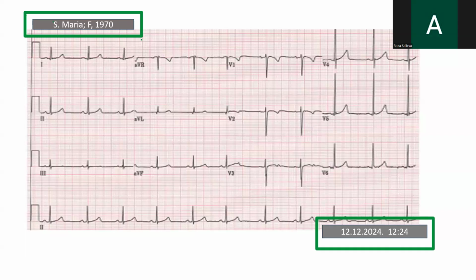Then identify the clinical indications. Why was this ECG done? Chest pain, palpitation, syncope, pre-operative screening, or just a routine check. This context will guide your interpretation and help avoid over-reading normal variants.